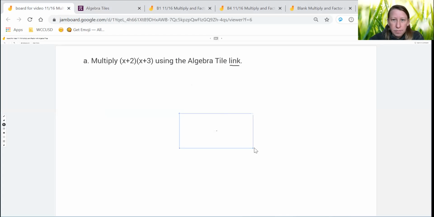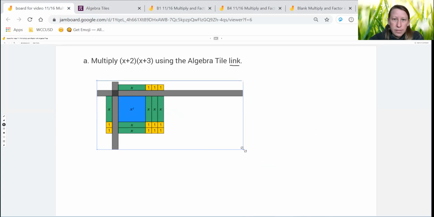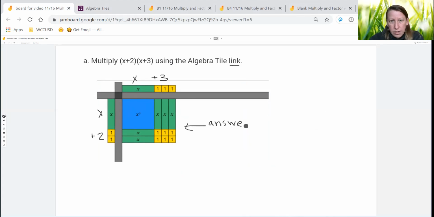So we built it. It looks like this. And you can see the x plus 2 out here. And you can see the x plus 3 up at the top. And then this is our answer. Our answer is in here.